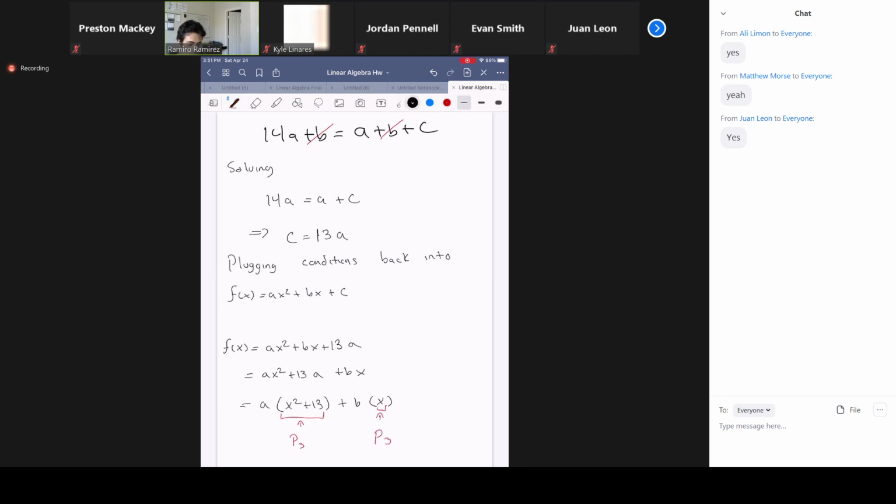And look, a and b are constants, right? So that means that anything that's a linear combination of both x squared plus 13 and x is in the space, so x squared plus 13 and x form a basis. Okay, so that's how you do this one.